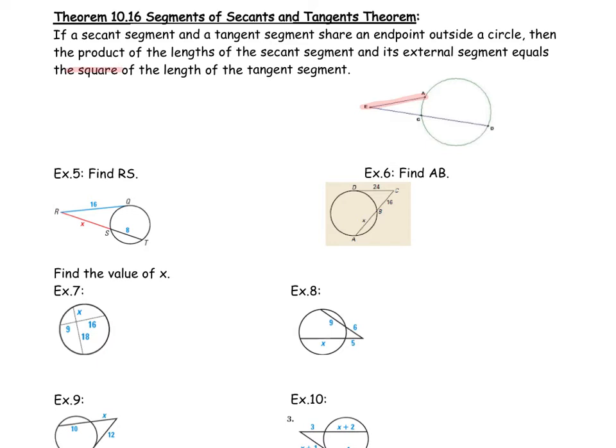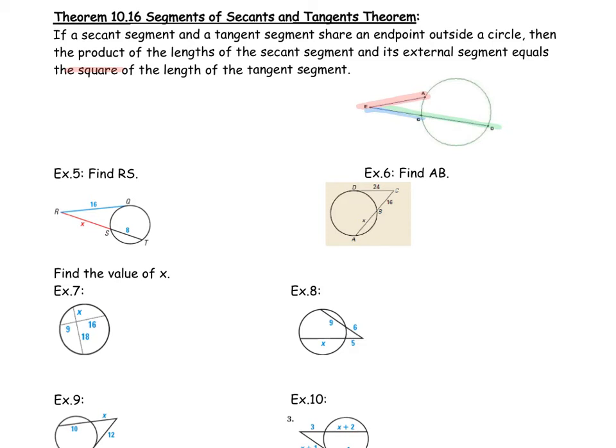Okay, so that's why it says that if a secant segment and a tangent segment share an endpoint outside the circle, the product of the lengths of the secant segment and its external segment, so you're still taking the external times the whole thing, that has to equal the square of the length of that tangent segment.